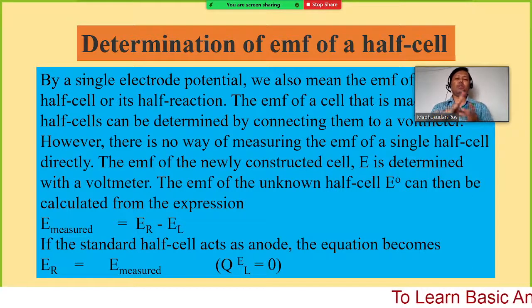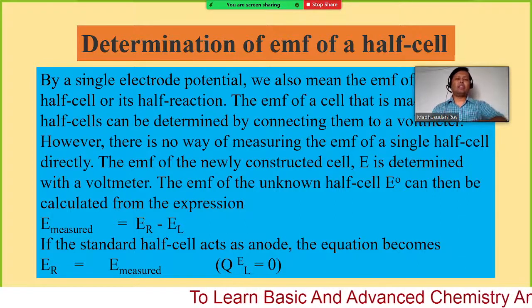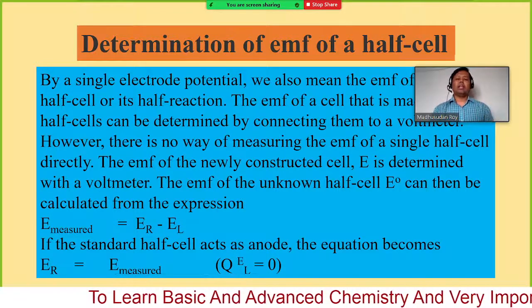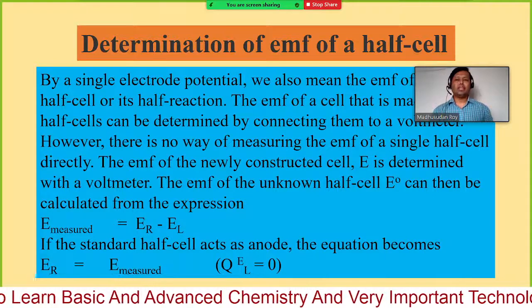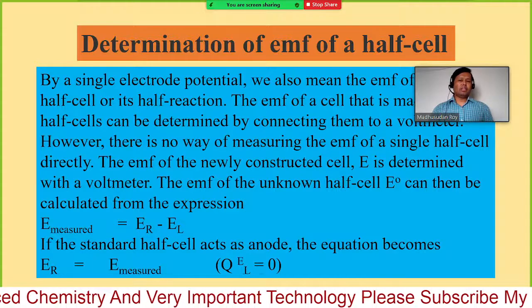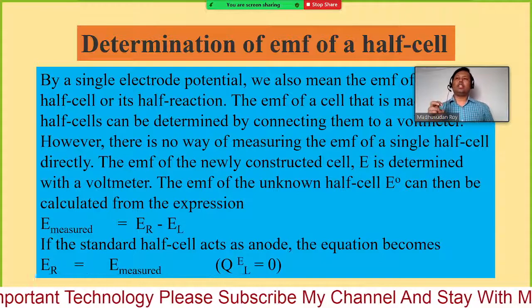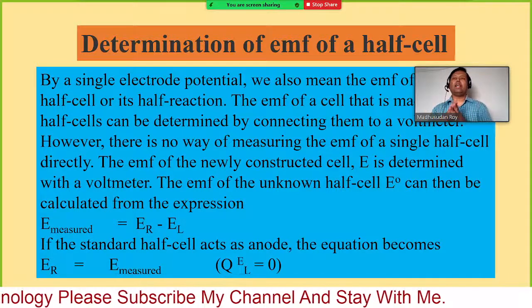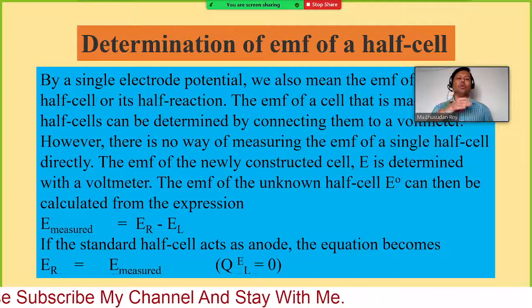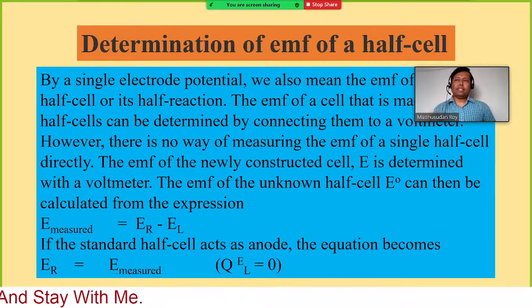and now you are connecting the unknown half cell to the known half cell. In that case, you can measure the electrode potential using a voltmeter. So by measuring the electrode potential when the unknown half cell is connected to a known half cell, that means a standard electrode, in this way you can measure the EMF of the unknown half cell.